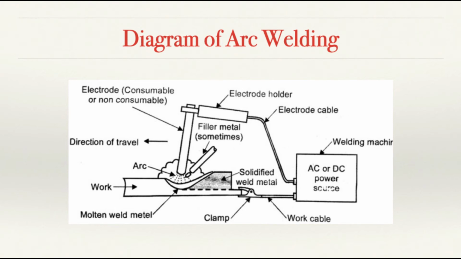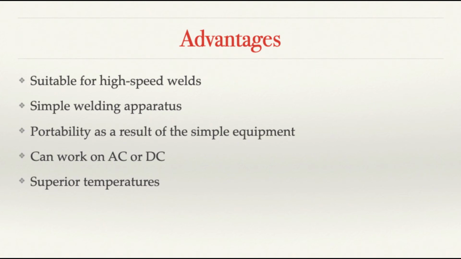a large amount of heat is produced and the electrode melts upon the metal, and as a result joins the two metals. One of the major advantages of arc welding is that it can be operated on both AC or DC. Plus it is very portable, that is, you don't require heavy machinery to perform arc welding.